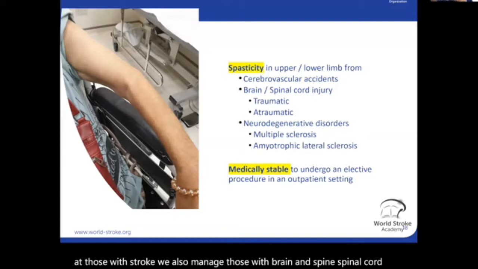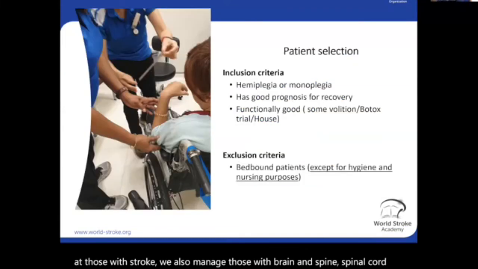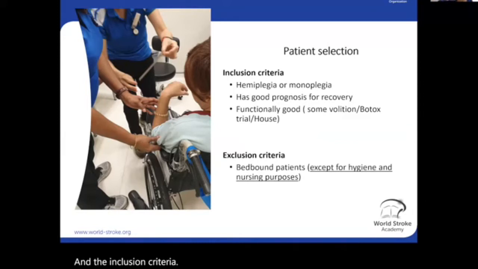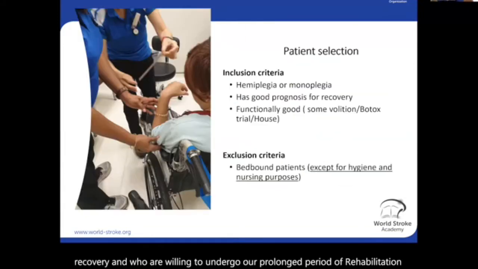And the inclusion criteria, these are very standard. So those that have volition, that have a good prognosis for recovery, and who are willing to undergo our prolonged period of rehabilitation and be involved in the care. The exclusion criteria: any bedbound patients who are unable to communicate, we really can't. We sometimes will do certain procedures for hand hygiene.